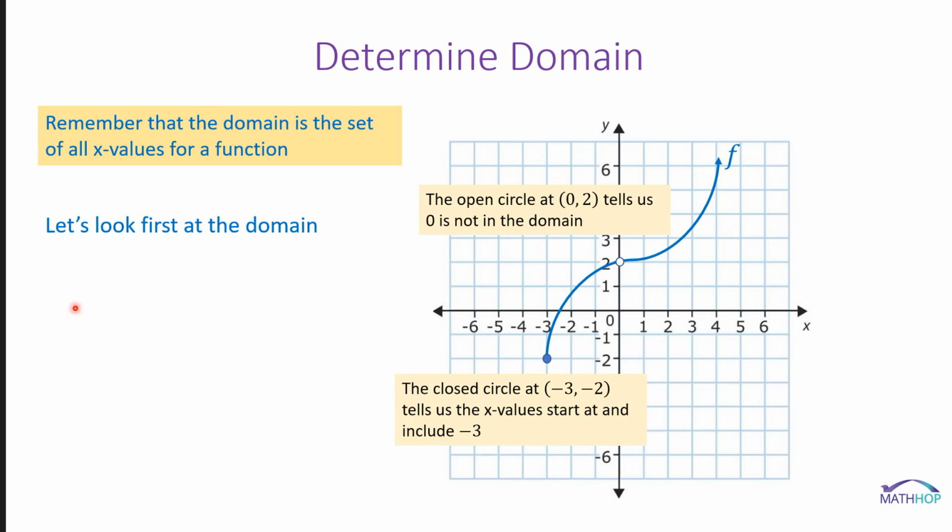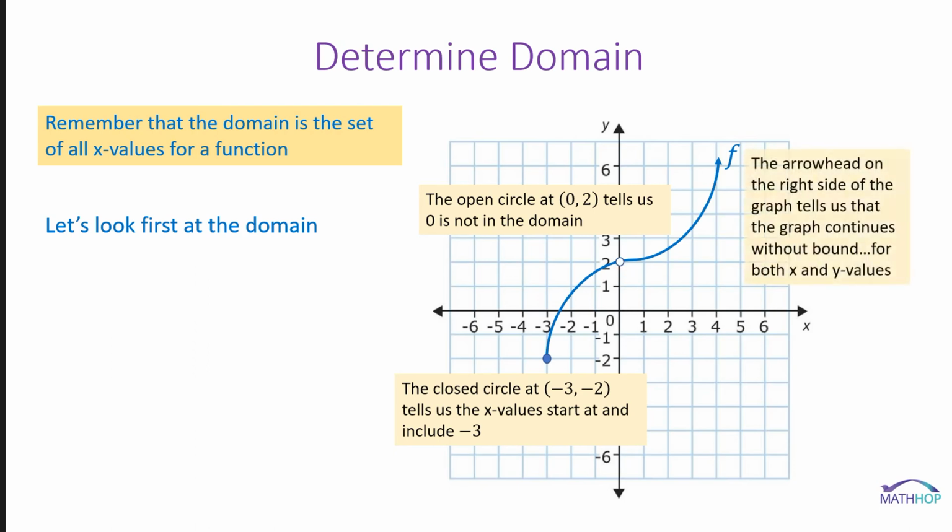All right, let's travel further to the right. The arrowhead on the right side tells us the graph continues without bound, actually for both x and y, but remember for x it tells us it's getting wider and wider and wider. So what does this tell us? This tells us that the domain starts at -3. It goes from -3 to 0. It does not include 0. And then again, it goes from 0 to infinity, not including 0.